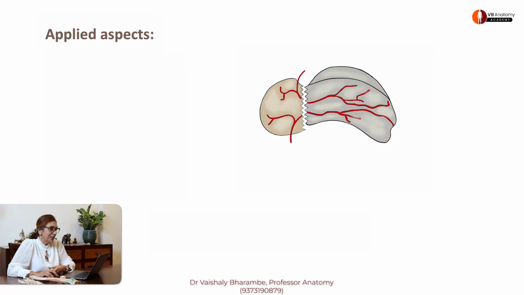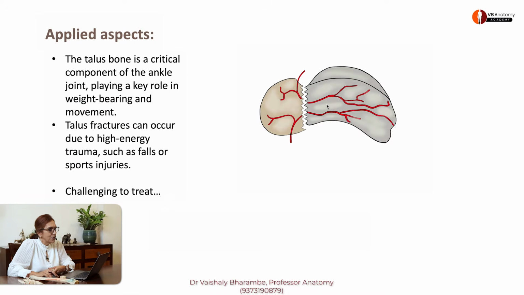Now you can see that this is the talus being supplied by an artery here, which is supplying one part, the head, and then going distally to supply the body. Again from above, one artery supplying the head and going distally to supply the body of talus. These are the two arteries and this is their supply.